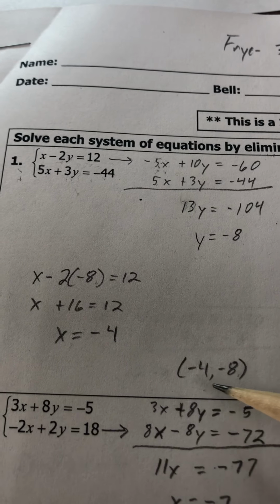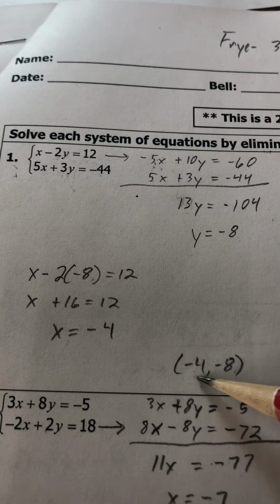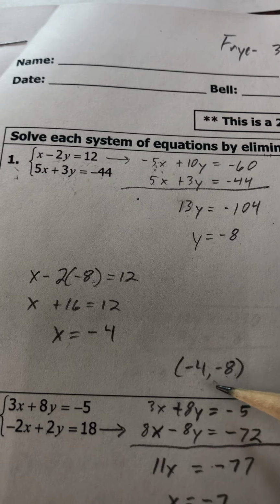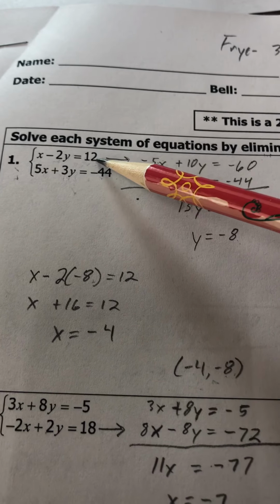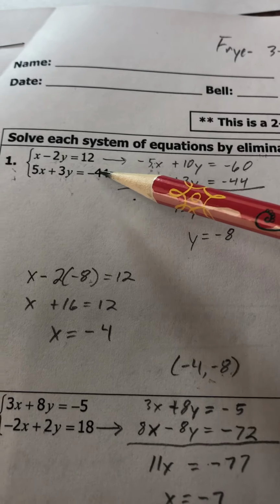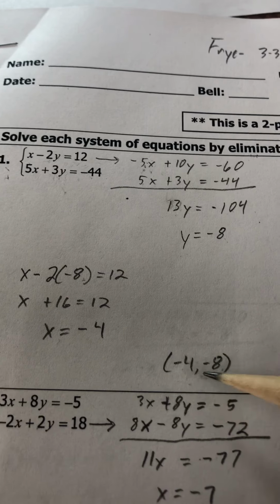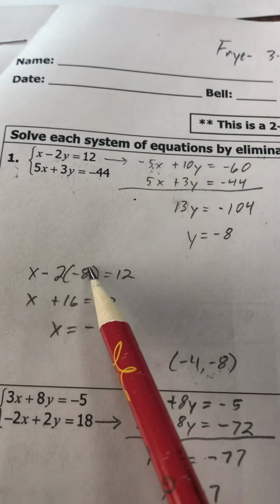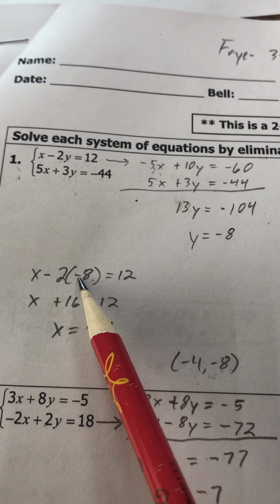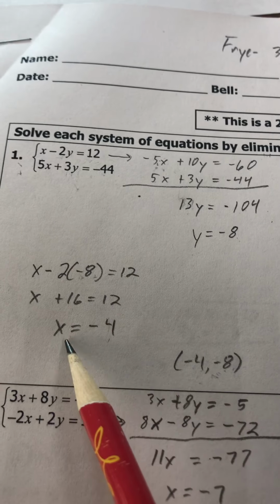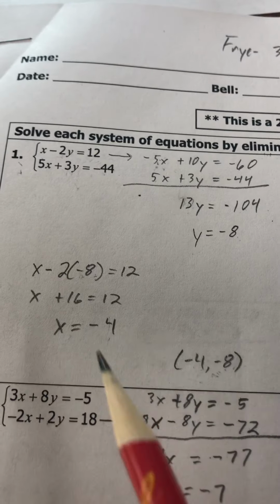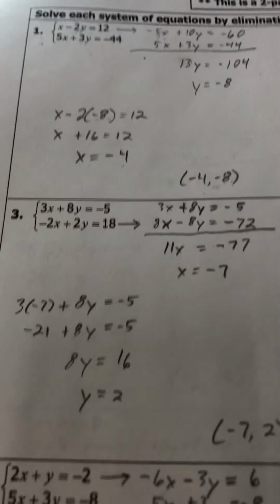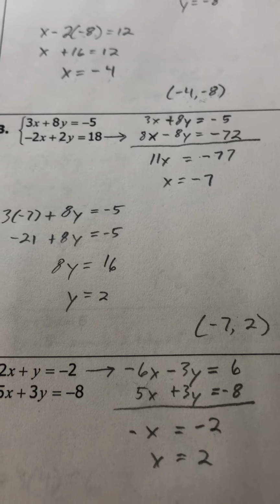Remember, the whole meaning of this is that this is where these two lines, if we were to rewrite these in slope-intercept form and graph them, would intersect, at -4, -8. So how did I get that -4? Well, I plugged in my y value, and by isolating the x variable, I ended up getting x equals -4. Let's take a look at number 3.